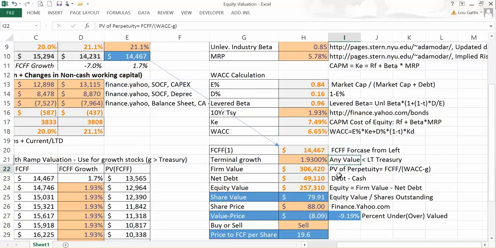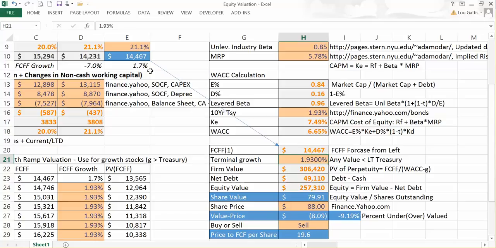So this is a very important assumption right here. It's terminal growth. So what this is saying is if next year's free cash flows are $14 billion, it's telling you what it'll grow at forever. So I'm going to assume some level of growth for the end of time for Walmart.